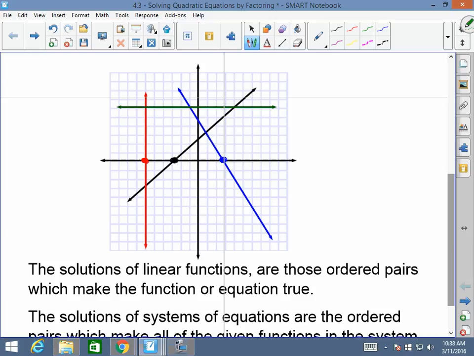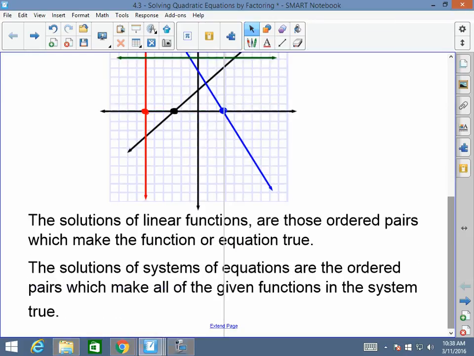So why are you doing this, Mr. Morrow? Well, the solutions of linear functions are those ordered pairs which make the function or equation true. And the solution of system of equations are the ordered pairs which make all of the given functions in the system true. Solutions are values that make the function or functions true, that make them accurate, that make them real.